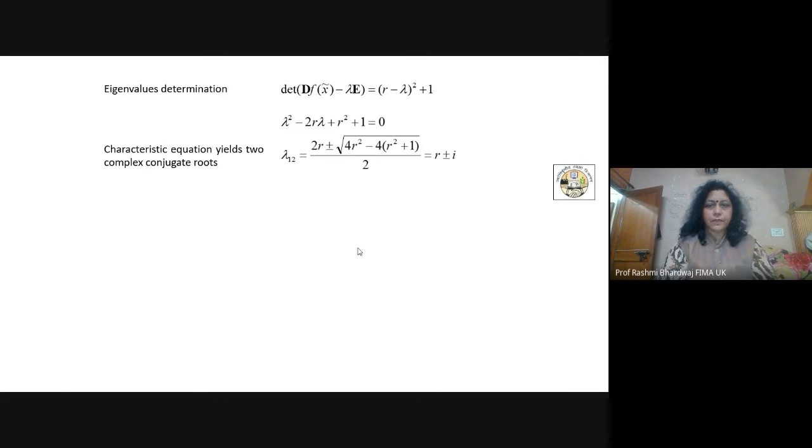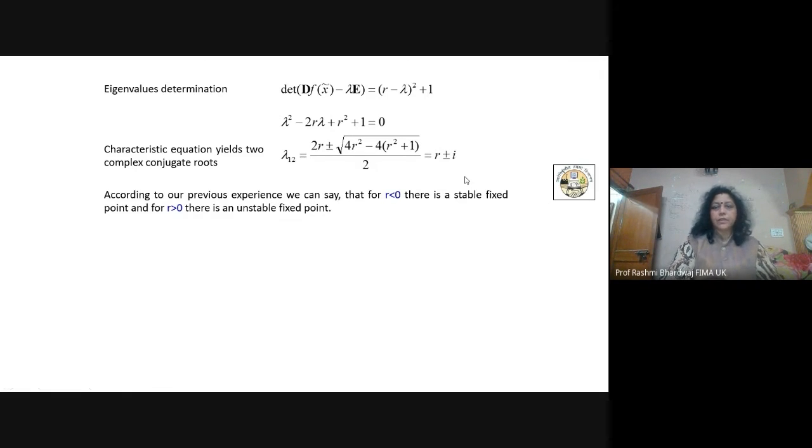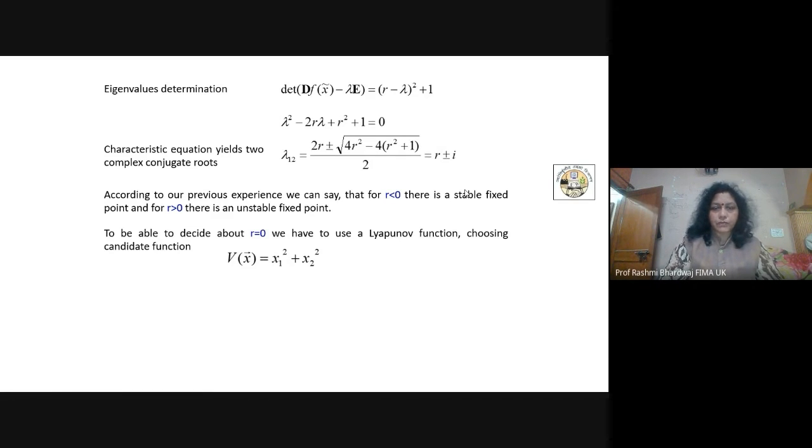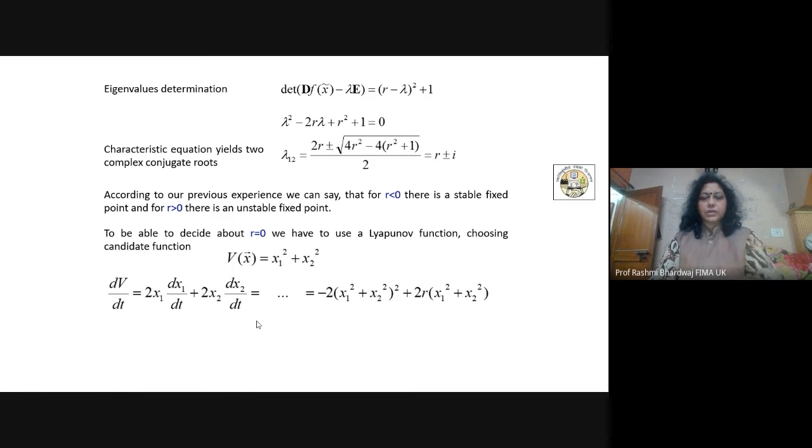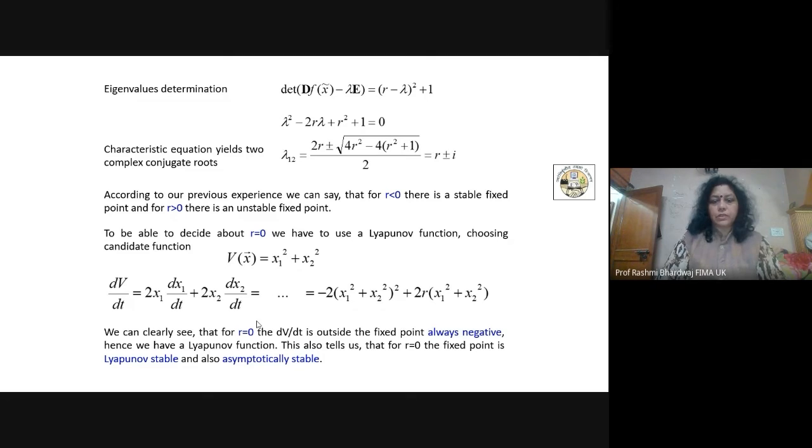Now if you are calculating its eigenvalues, I think you are getting this value, r plus minus iota. Now if r is positive, then it is unstable. If r is negative, then only you are getting a stable fixed point. But again, to check, this is not giving the stability. So to decide about that, r should be 0. So you are getting this as a Lyapunov function. Finding again the values, you are getting this as a function value. For r equal to 0, dV by dt outside the fixed point is always negative. Hence, we have a Lyapunov function. So for r equal to 0, you are getting a fixed point which is Lyapunov stable. So it is asymptotically stable at r equal to 0 too.